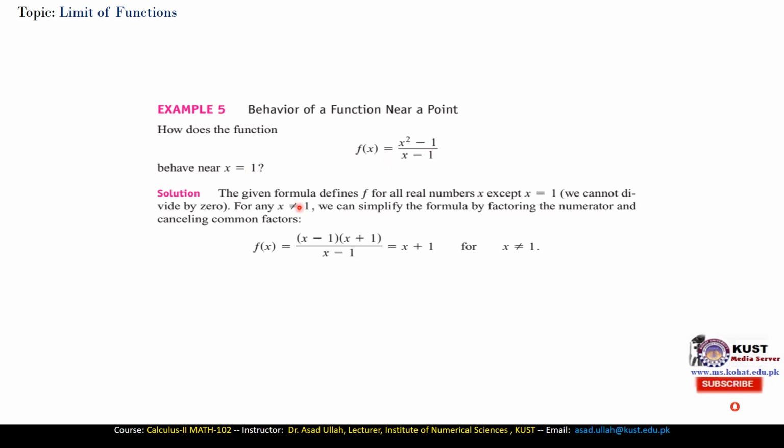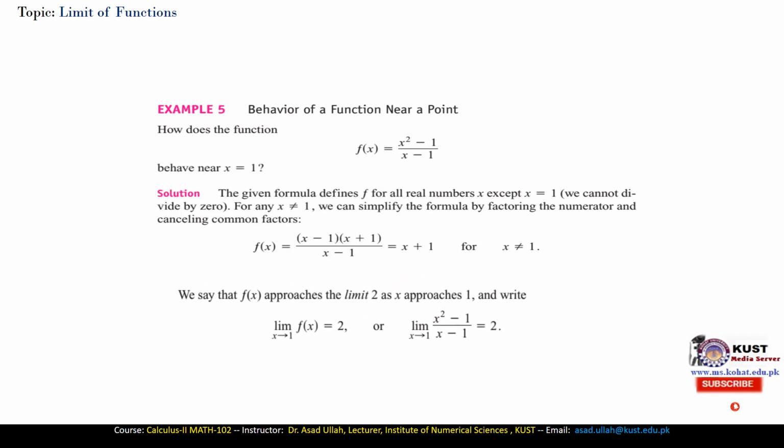Now we can find the limit by factorizing x square minus 1 into two linear factors, x minus 1 into x plus 1. Cancelling x minus 1 with x minus 1, we get f of x is equal to x plus 1 for x not equal to 1. We can use this factorization and cancellation only when x is not equal to 1. Otherwise, this simplification is not possible.